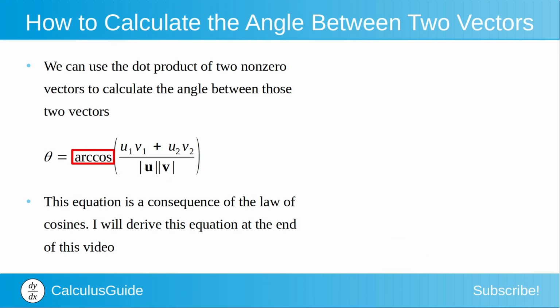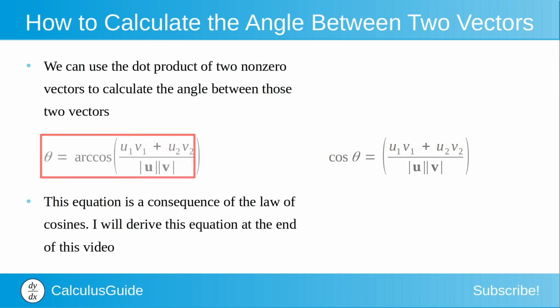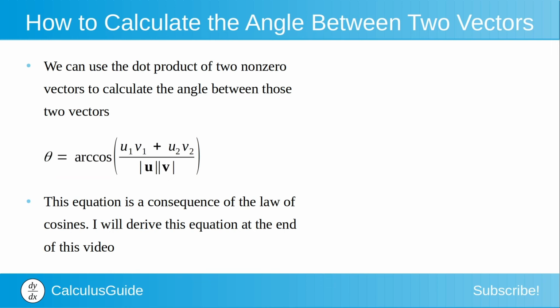This function now highlighted is the arc cosine function. It's also referred to as the inverse cosine function, written as cos to the power of -1. To explain this, when we have that the cosine of the angle theta is equal to this value, now highlighted in red, then we can calculate that the angle theta is equal to the inverse cosine of that value. In this video, I'll be referring to the inverse cosine function as the arc cosine function. This is just a different name for the same function.